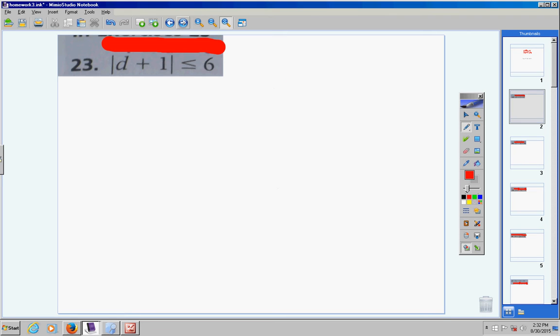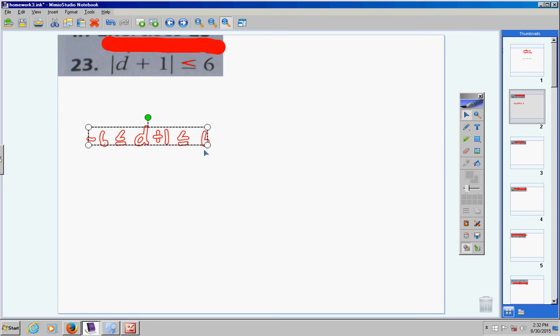Alright, number 23. Like I just said, the absolute value is already isolated, so step 1 is done. Step 2, we're going to rewrite this. Notice the arrows point to the left, so we have a conjunction. So I bring down my d plus 1 right in the middle. My 6 goes here. Change the sign of the 6, put a negative 6 over here. Bring down your inequality symbol, and there we go. We have rewritten it as a conjunction.